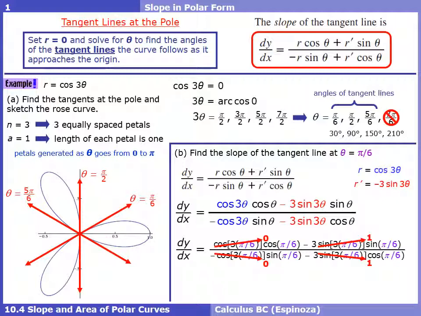So realistically, what we're left with is this -3 times sine of pi over 6 in the top, and in the bottom we're left with -3 times cosine of pi over 6. After that, we're going to apply a little trig property here, where we can say that sine over cosine is tangent. Of course, the -3's will cancel, and the tangent of pi over 6 is the square root of 3 over 3. And again, that value we just found is the slope of the tangent line at the angle pi over 6.